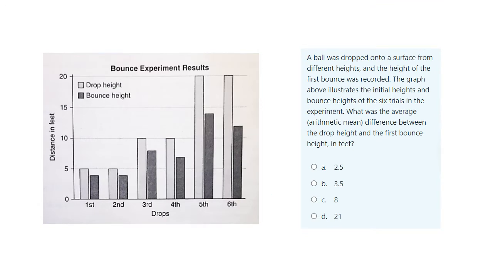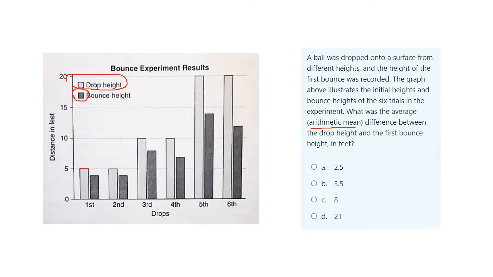Then number 10. A ball was dropped onto a surface from different heights, and the height of the first bounce was recorded. The graph above illustrates the initial height. The drop height is the initial height, and the bounce height, which is the dark grey, is the bounce height of the 6 trials in the experiment. What was the average, the arithmetic mean difference between the drop height and the first bounce height in feet?